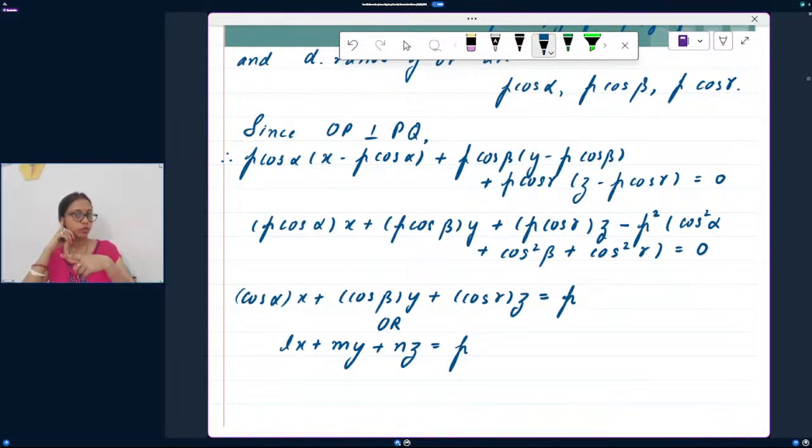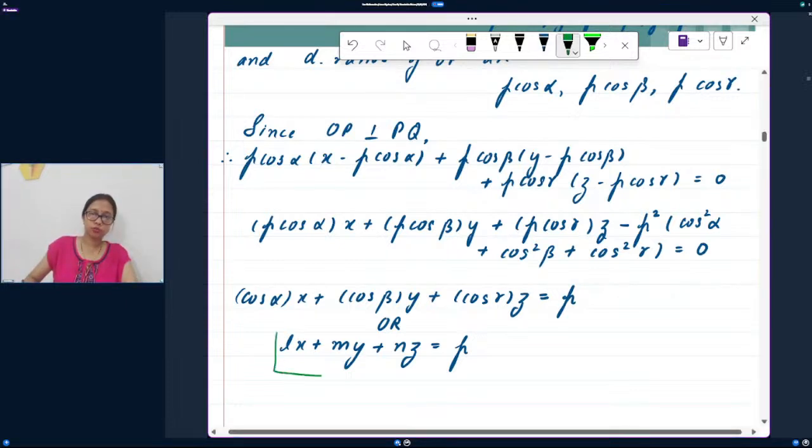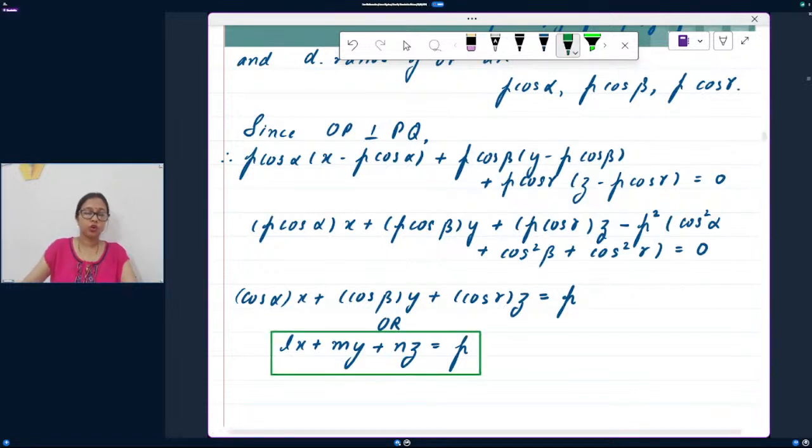So you know cos alpha, cos beta, cos gamma, and p also is given. So the equation is only in the terms of what is given to you. So you can easily find this. This is known as the normal form of equation of plane.